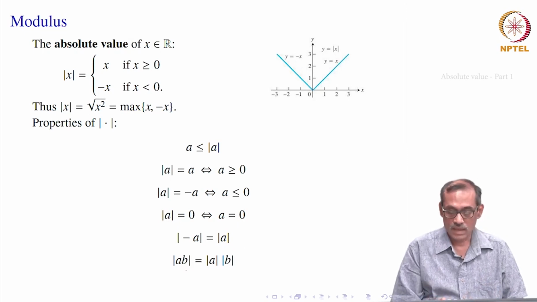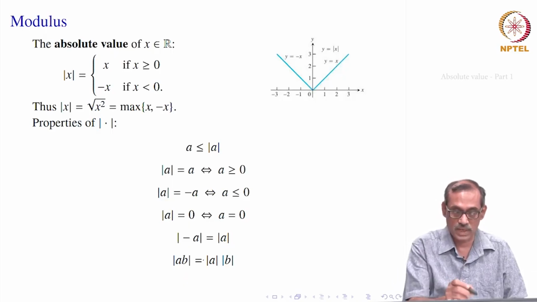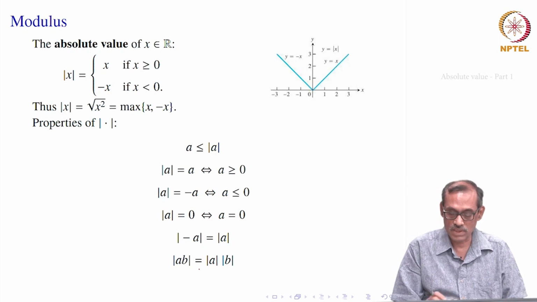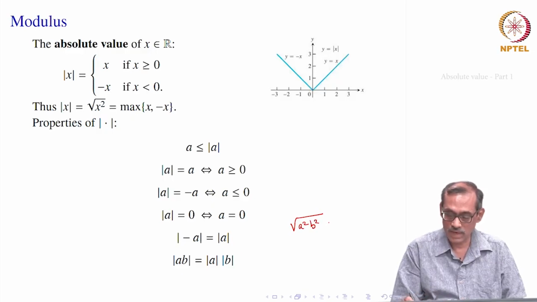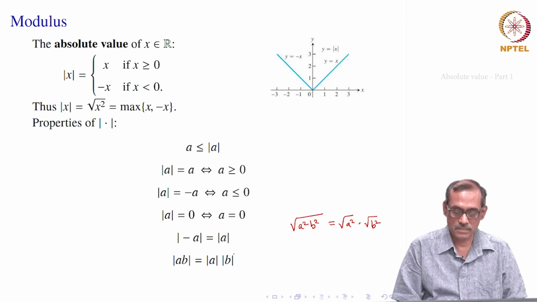Well, how does it fare with multiplication? If you take A times B and take its absolute value, it will be equal to mod A into mod B. This is not very quick from this, but if you take the square root, it will be easier to see, because mod AB will be equal to square root of A square B square, and that you can write as square root of A square into square root of B square, which gives you the right side.